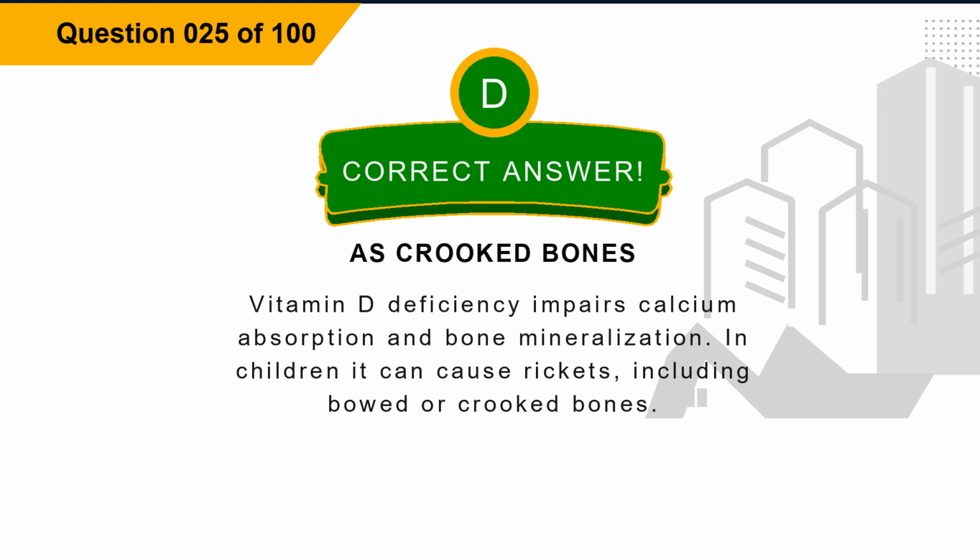Explanation. Vitamin D deficiency impairs calcium absorption and bone mineralization. In children it can cause rickets, including bowed or crooked bones.